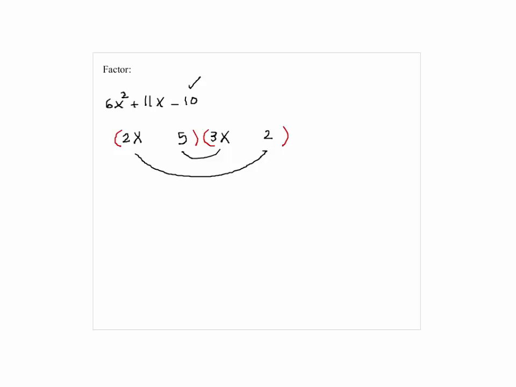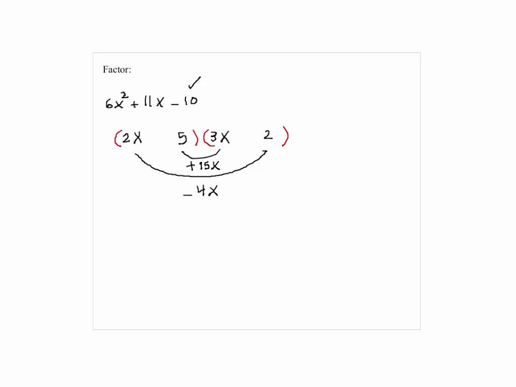Let's see what we get here. 3 times 5, what is that? 15x. And then 2 times 2 would be 4x. Can I make 11 out of that? Yes, if this is plus and this is minus, right?